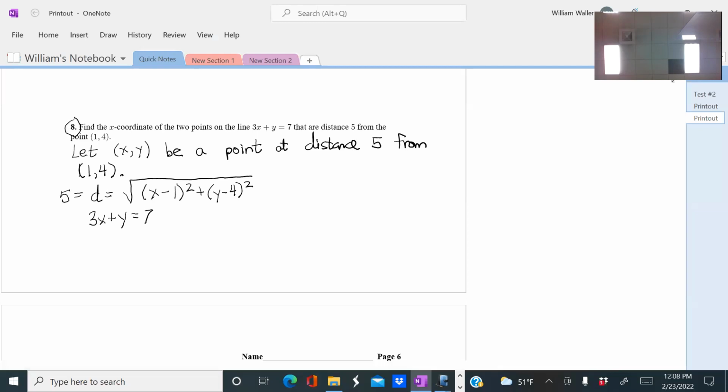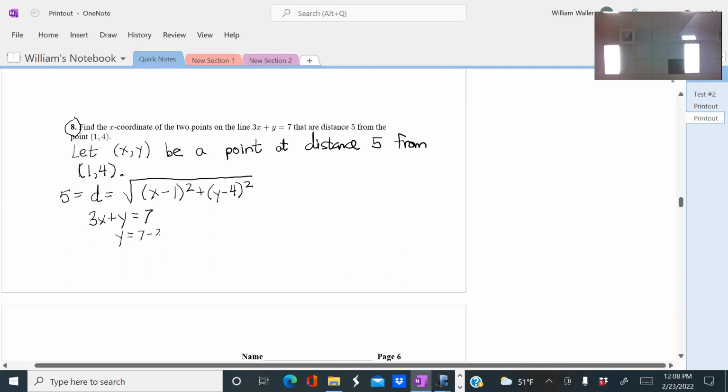Now I have two equations with two unknowns. How does that help me? Here's the trick that you always try to use. You can do this in different ways, but the obvious way here is to take the second equation and solve it for y. You get y is equal to 7 minus 3x. And now in the first equation, you can get rid of the y, because you know what y is equal to. So you get (x minus 1) squared plus (7 minus 3x, because that's what y is, minus 4) squared.